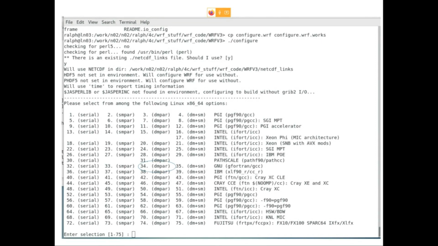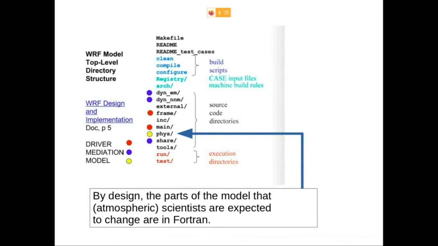I don't have much experience of using other compilers, but I believe you can get significant differences depending on which compiler you use. But the one that I've highlighted here has been easily sufficient for our tasks. So here we just select number 34, and all being well, everything compiles.